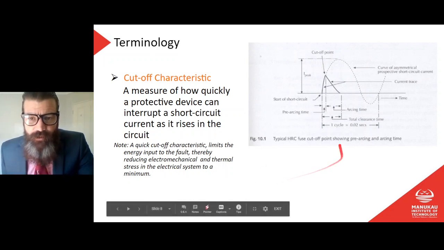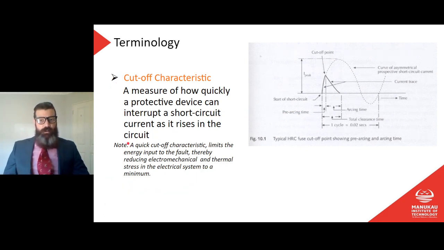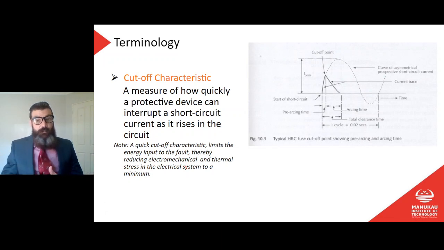Okay, what does it all mean? Basically, it means how fast does the device trip? If I reach my rated current, the maximum amount that my circuit breaker or fuse will blow at, how quickly does it operate? Well, why is this important? Well, the faster that it operates, the less time that current is hanging around in my circuit. So as it says here, we reduce the amount of electromechanical and thermal stress. So we're just reducing the amount of time that the current is operating in the circuit. So we're reducing the amount of damage that it can do.